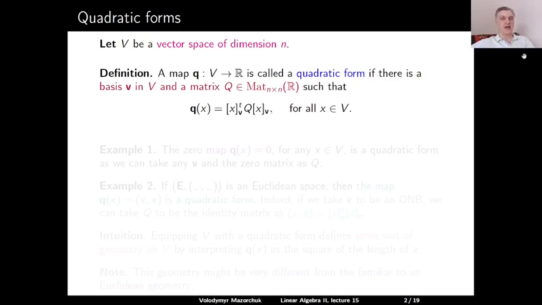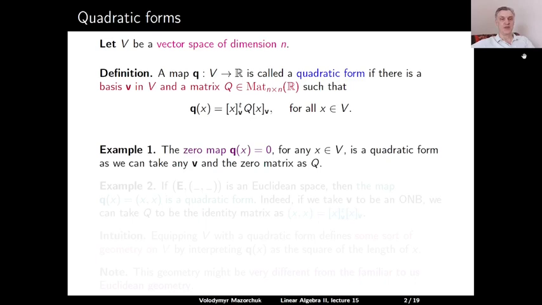in V and an n times n matrix Q with real coefficients such that the value of our map bold Q at any vector x in V can be computed as the product of the coordinates of x in the basis bold V transposed times our matrix capital Q times the coordinates of x in the basis V.